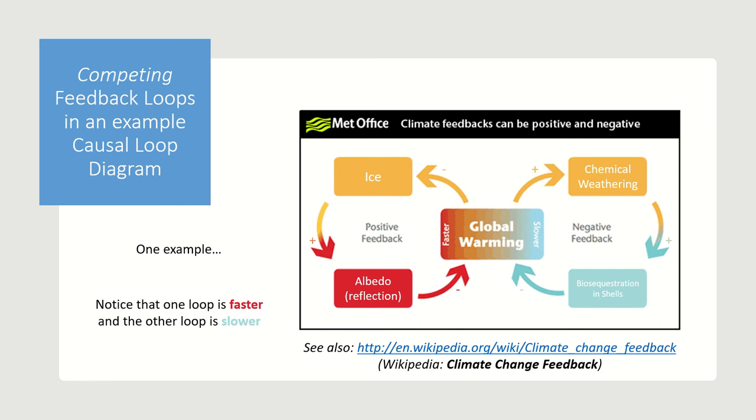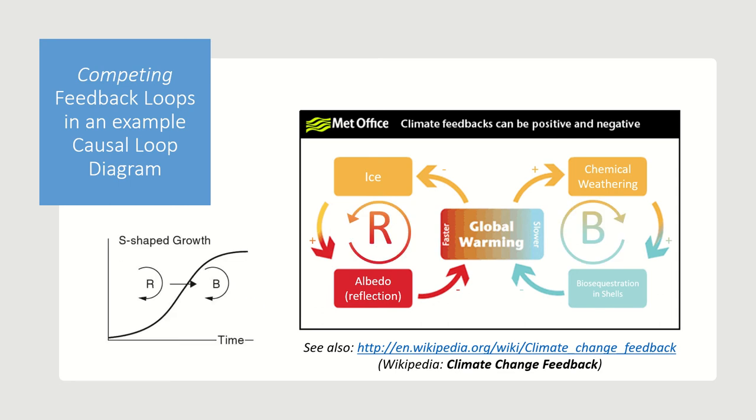All right, so one loop faster, one loop slower. Now, whenever I see a positive feedback reinforcing loop next to a negative feedback balancing loop, that tells me that I probably am going to see S-shaped growth. So on the y-axis here, you might imagine that's the temperature of the planet. It starts low, it accelerates up, it hits an inflection point, and then it slows down and settles off at some new operating point up here.